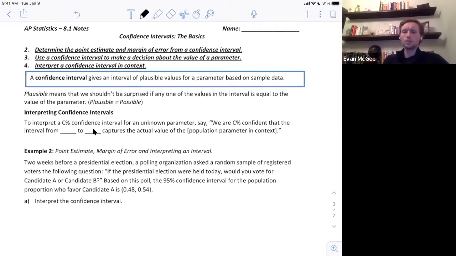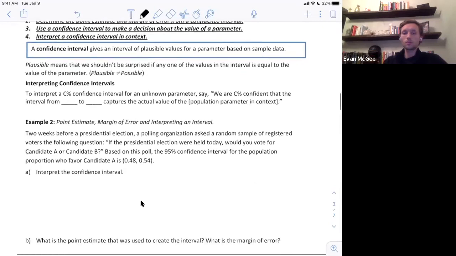So let's look at an example here. I guess before I move to the example, you do need to know that interpreting a confidence interval is different than interpreting a confidence level. We're going to talk about interpreting a confidence level later in this video, but right now we're interpreting what the actual interval itself means. So, example 2.